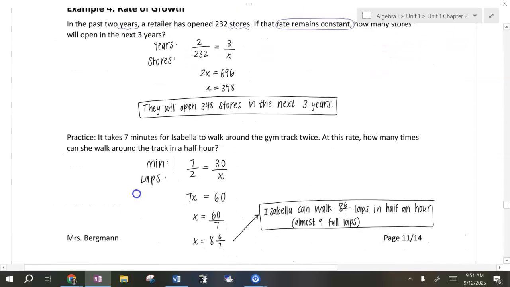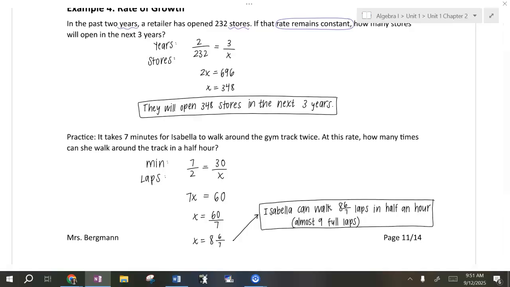This one actually does end up with a decimal or a fraction answer, but that's okay. If you're walking around the track, you don't have to walk an entirely full lap. So since she cannot walk 9 full laps, we're not going to round that up to 9. She doesn't have to walk that whole last lap because she's not going to have time. If she's walking at this rate, she's only going to be able to walk 8 6/7 laps in a half an hour. So almost 9 full laps, but not quite.